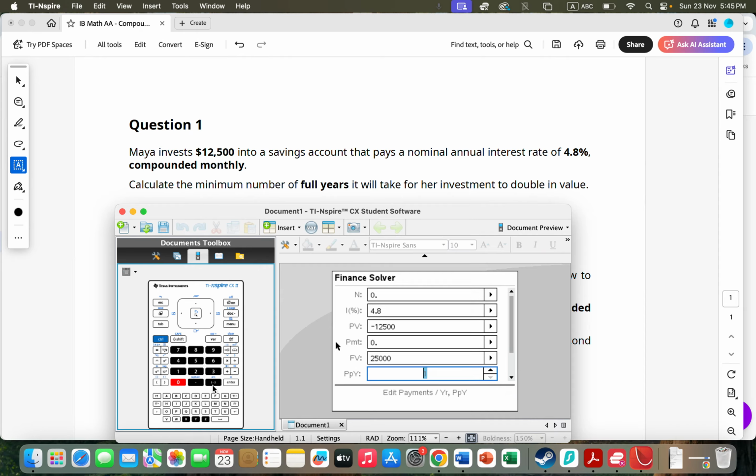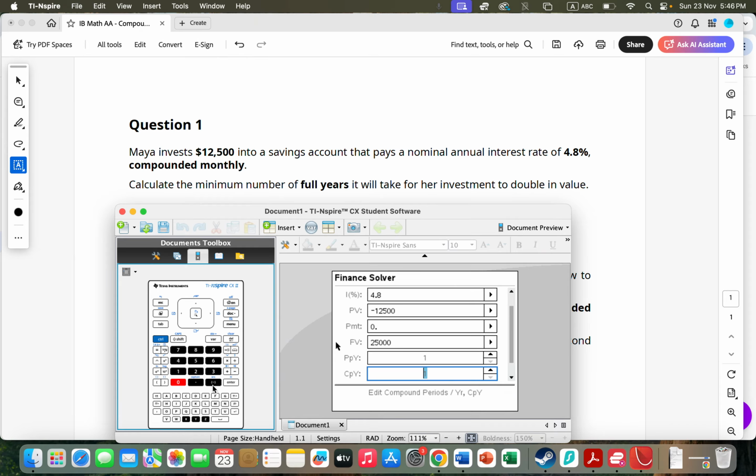PPY, you can always put this as 1 to save the hassle, which is basically the number of payments that is being made in a year. I think this will be easier if you put this as 1 because by default it's basically 1, so we are assuming that there's only 1 payment made per year, and it's quite obvious this is just a one-off payment from Maya, so let's just keep this as 1.